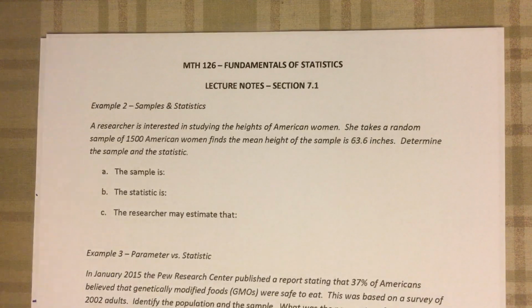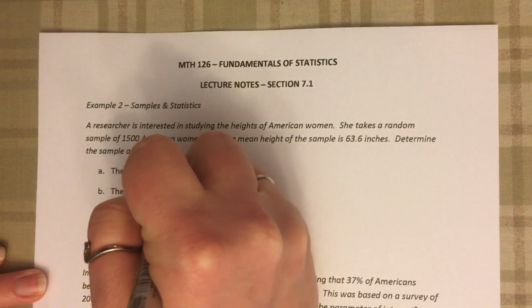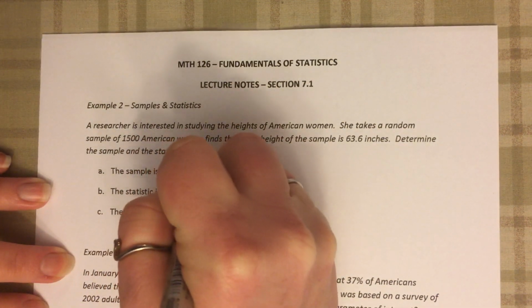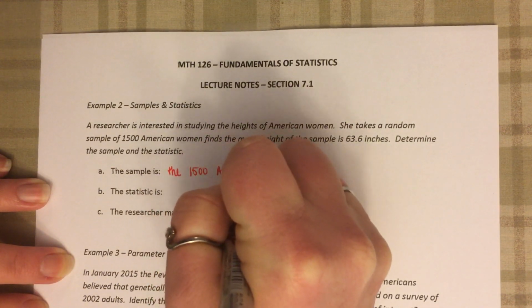All right, so in example 2, a researcher is interested in studying the heights of American women. She takes a random sample of 1,500 American women and finds the mean height of the sample is 63.6 inches. Determine the sample and the statistic. So our sample is the 1,500 American women.